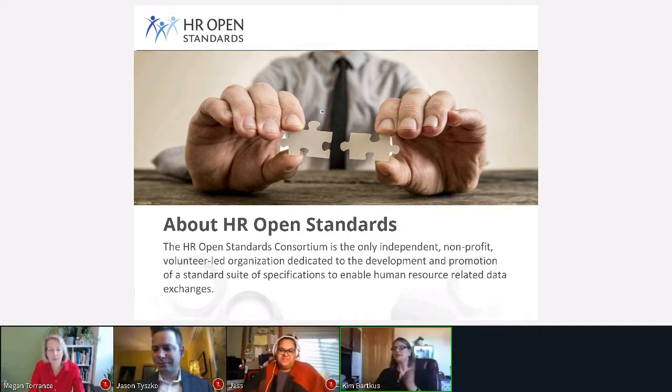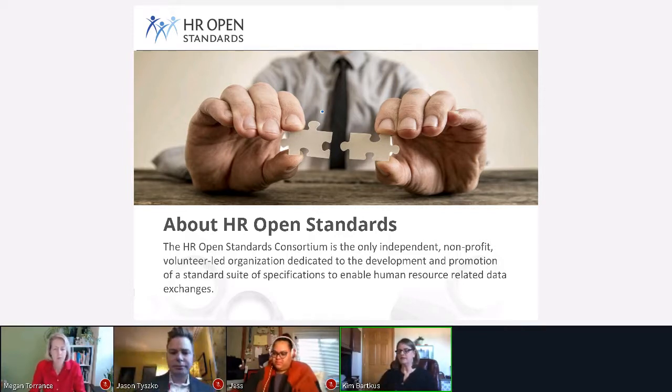So just very quickly, HR Open is basically a nonprofit organization. And the whole point is to be non-vendor specific, and that's what we are. Anyone can join, anyone can participate, and we want to have everyone helping develop what those standards are so that they meet their needs and requirements. So that's really this slide here. We can go to the next one.